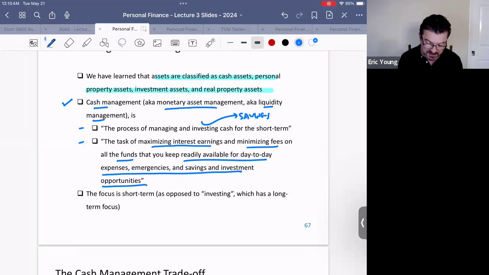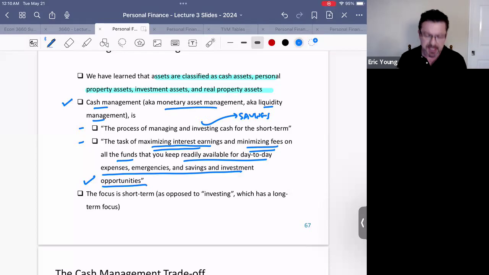In other words, this second definition says cash management is basically how you handle the money that you need for your very short-term, day-to-day needs, purchasing, consumption, living. How do you manage your cash in such a way that you can handle all of these things while maximizing the interest that you earn and minimizing the fees? Okay, so those are basic definitions.